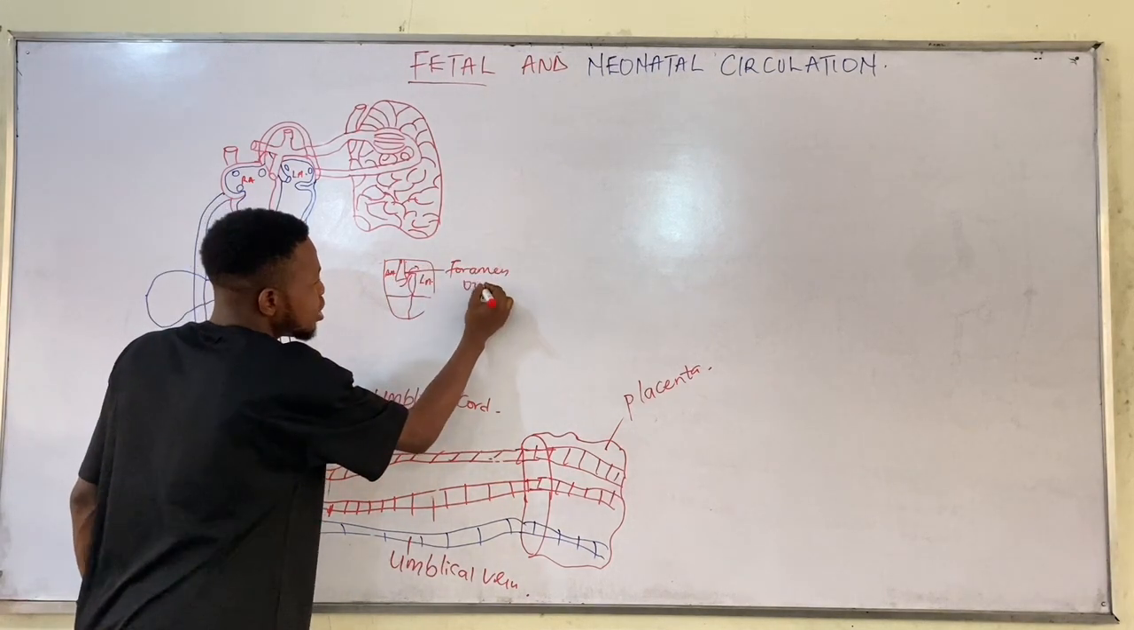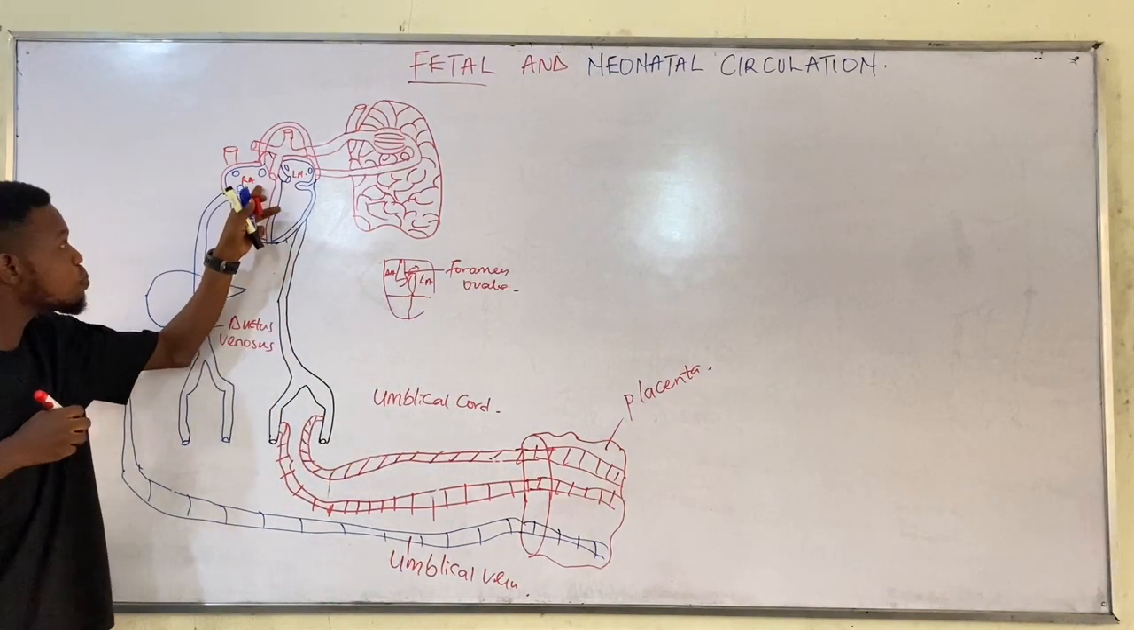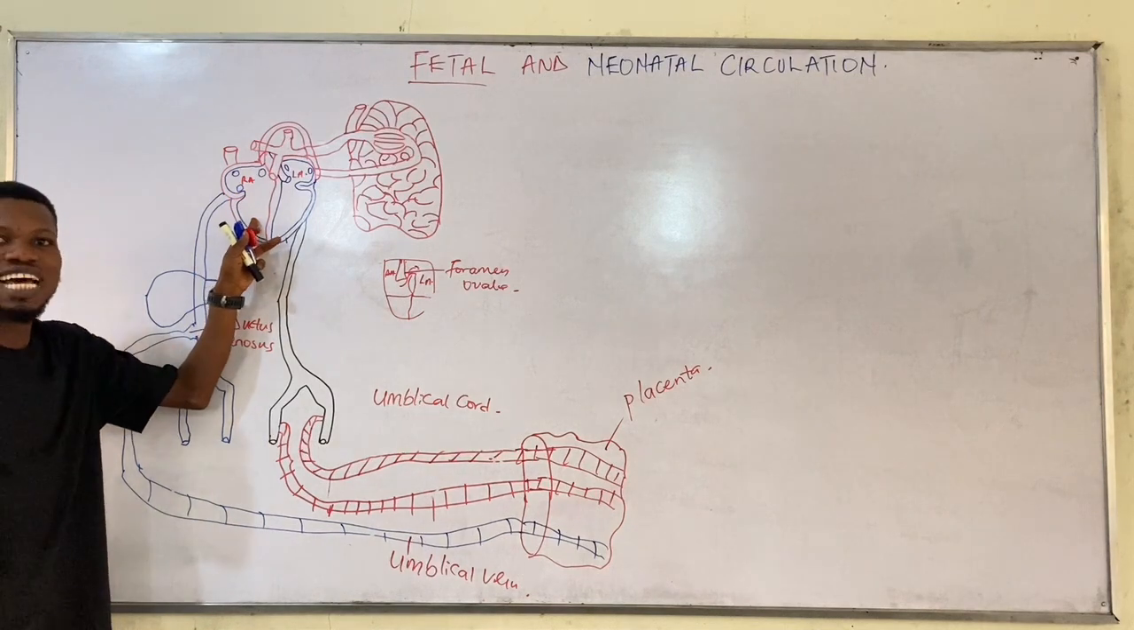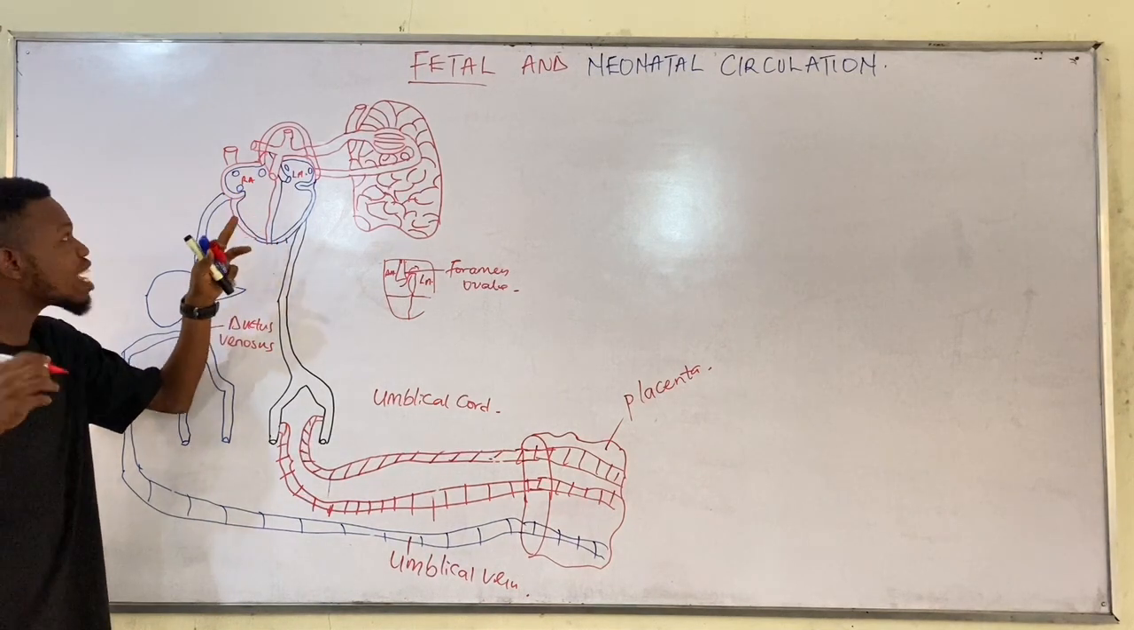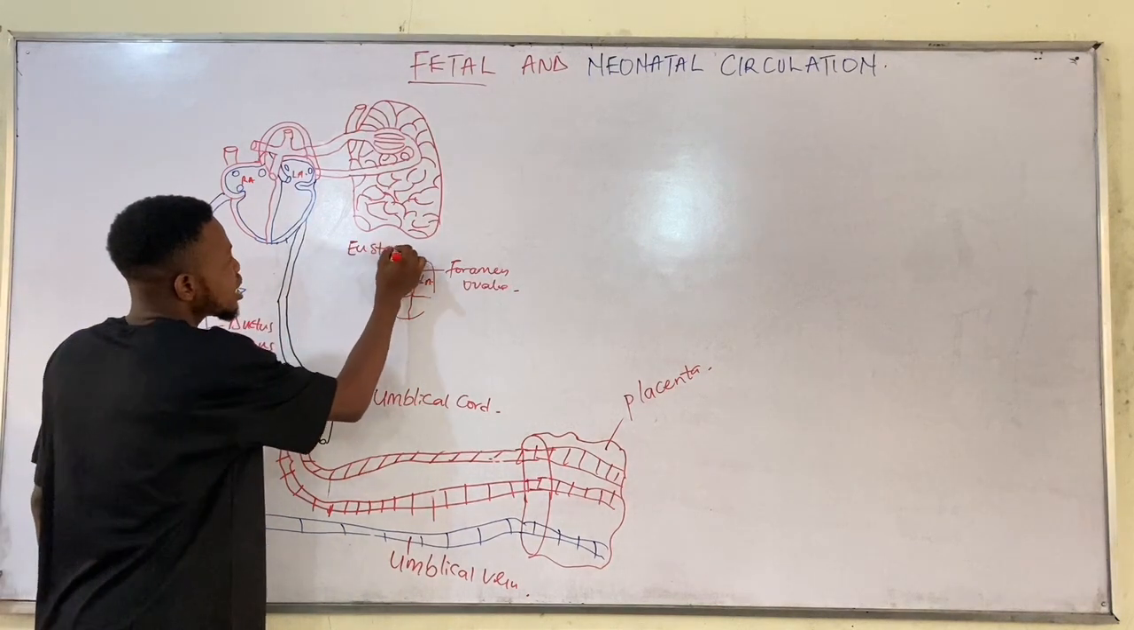Foramen ovale. So when the blood enters the right atrium, the blood will not enter the right ventricle in fetal circulation. That tells you that there is a valve, we call it the Eustachian valve.